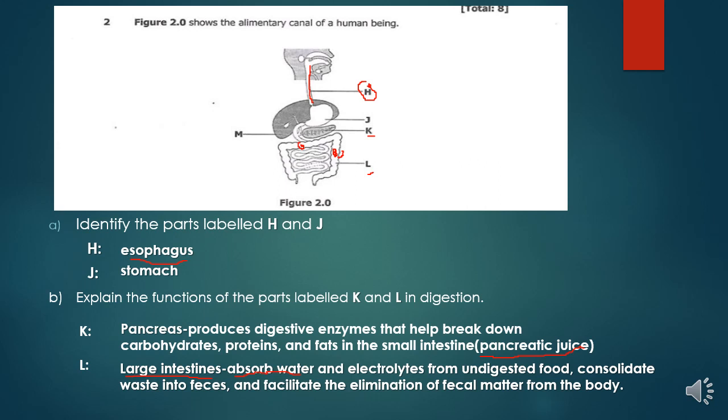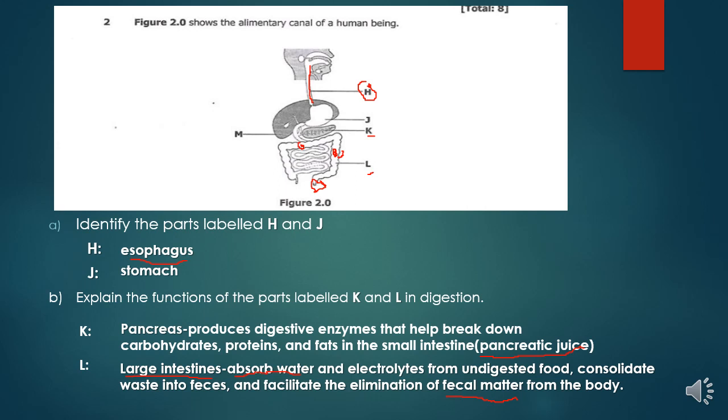And undigested food will be eliminated as fecal matter. The other function of the large intestine is to consolidate waste into feces, which is then eliminated from the body through the anus, which is this region over there.